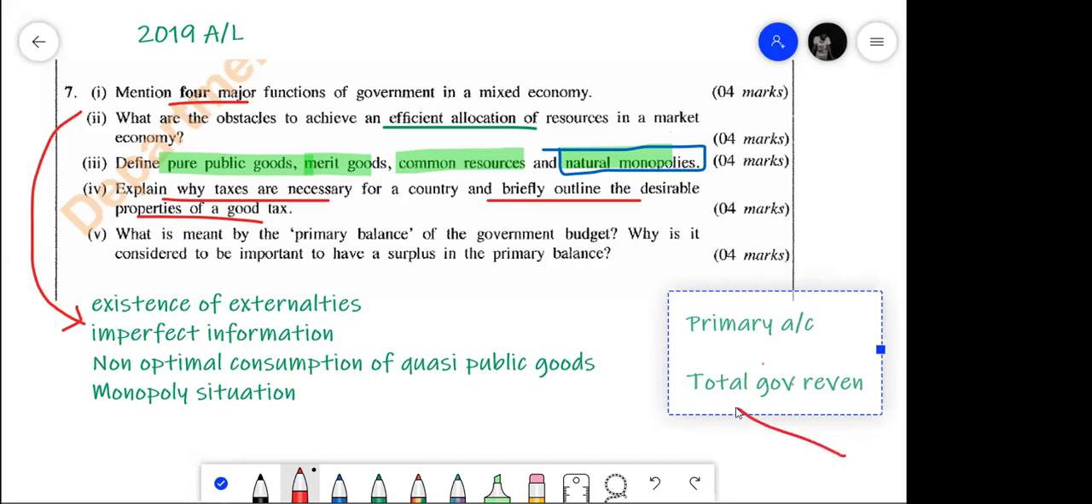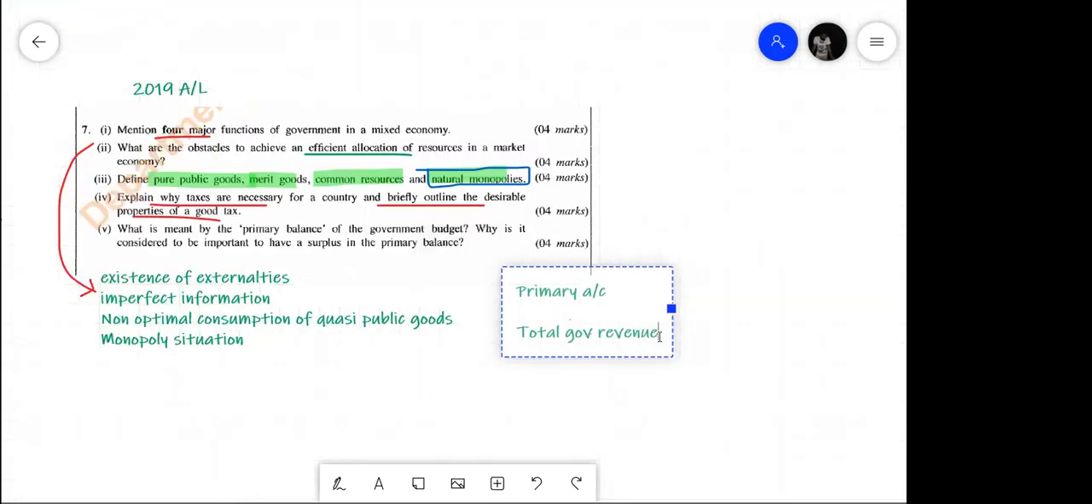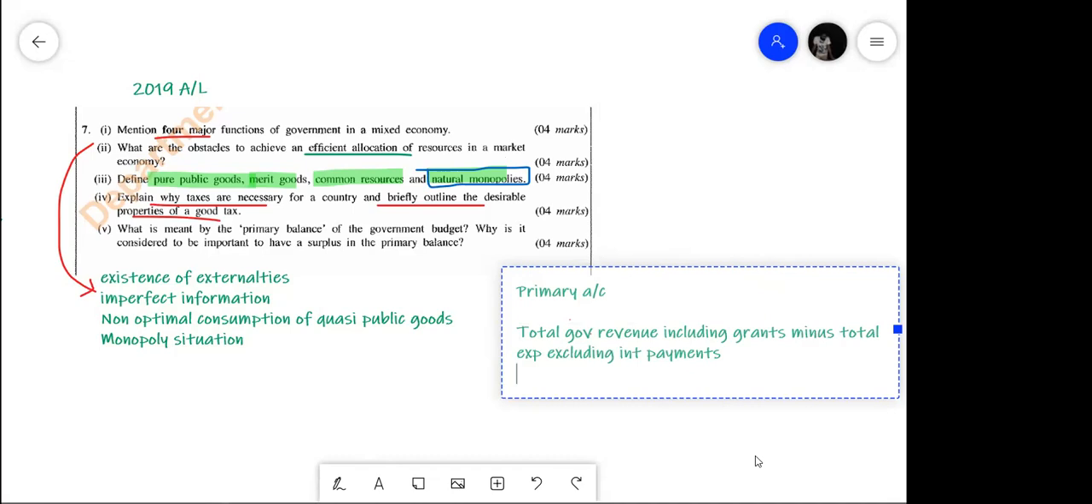Hold on. For some reason this board takes so long to type in. Okay, so total government revenue, including grants, minus total expenditure, excluding interest payment. Grants are included, right? It's the interest payment that is excluded from the expenditure. Okay, that's the primary account balance.